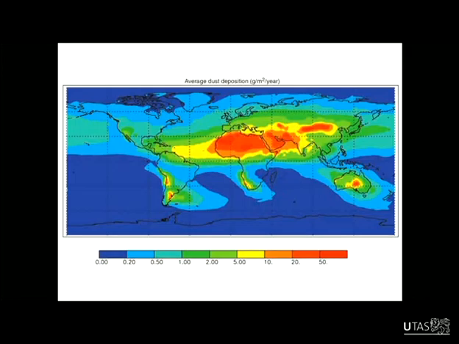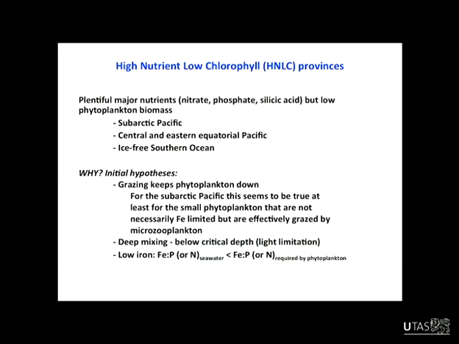But dust blowing off the deserts like the Sahara and the Gobi and Australia, one giant desert, can act as a source of iron to the atmosphere and the surface ocean. Notice that the Southern Ocean, the tropical Pacific, and to a lesser extent the North Pacific are all areas that don't get very much dust deposition from the dust that blows off the deserts.